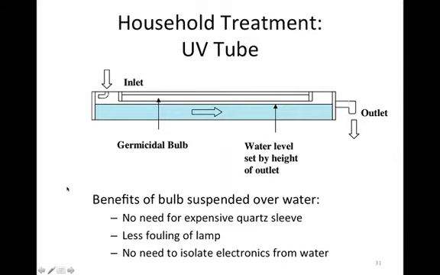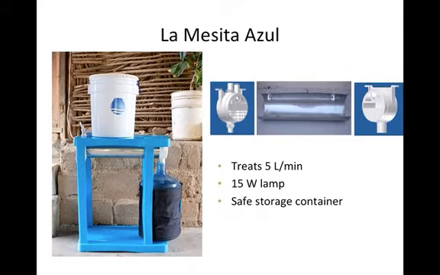Okay, so here's what the basic design looked like, and here's what the actual final product looks like. We call it the mesita azul, or the little blue table in Spanish. So here is the UV tube, the stainless steel tube. And here are the components over here, as you can see: the stainless steel tube, the UV lamp, and then the inlet structure that's designed to disperse the flow evenly and get nice laminar flow under the lamp. And here's the outlet structure, the outlet weir that controls the water level.